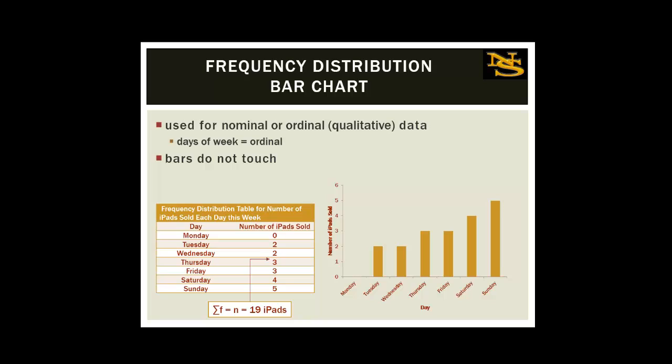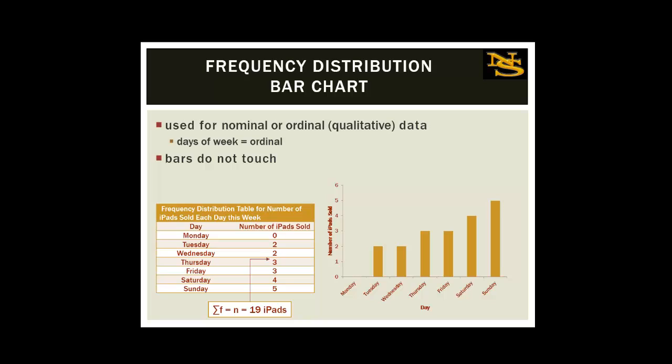Okay, so if we're looking at this bar graph or bar chart, you can see the bars don't touch, and just like before, we label our x-axis with the different values in our data set, in this case the different days, and then the y-axis represents the frequencies, in this case the number of iPads sold. The height of the bars corresponds to the frequency associated with each group along the x-axis.